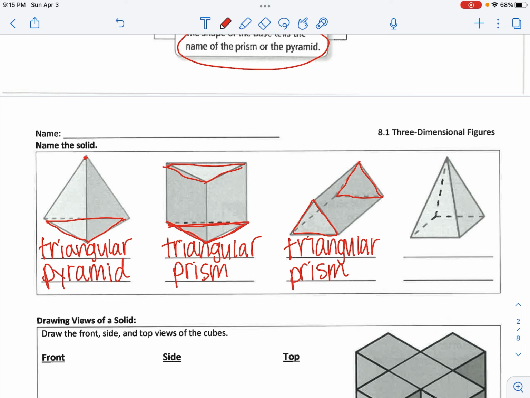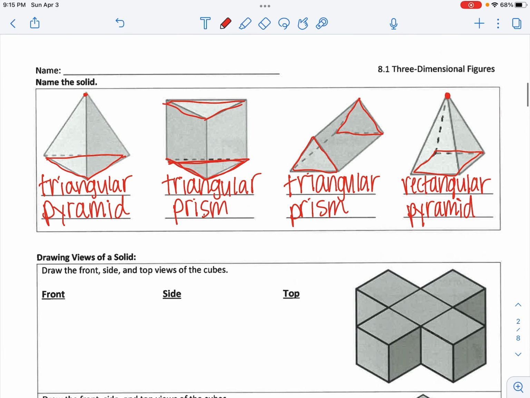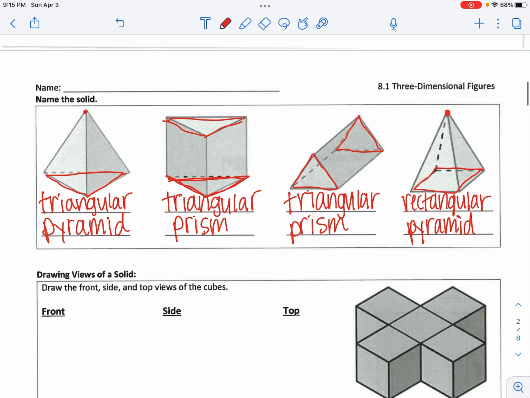Okay. Next, I can see this one comes to a point, so it has to be a pyramid. And then, is it a rectangular? Is it triangular? We'll have to look at the shape of the base. And that is a rectangle. So it's going to be a rectangular pyramid. It could be square, but since I can't measure it, I'm just going to go with rectangular.